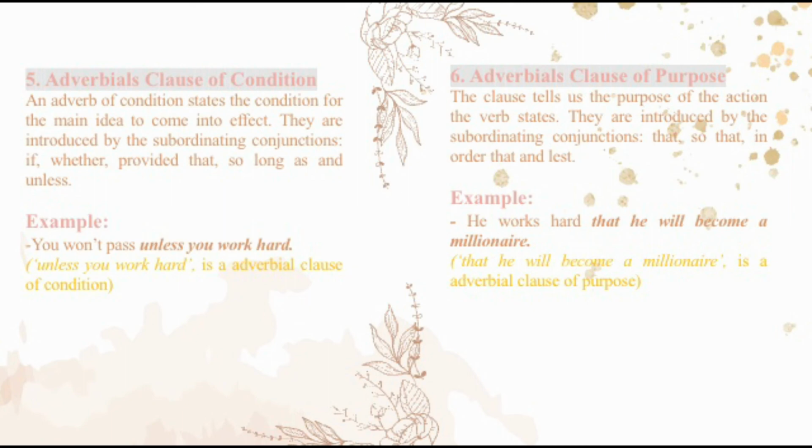And then number 6, adverbial clause of purpose. The clause tells us the purpose of the action the verb states. They are introduced by the subordinating conjunctions that, so that, in order that, and lest. For example, he works hard that he will become a millionaire. "That he will become a millionaire" is the adverbial clause of purpose.